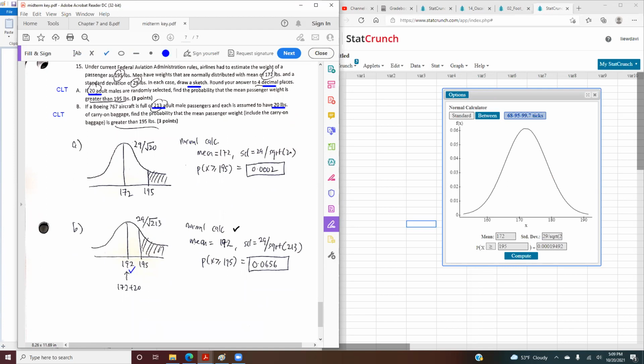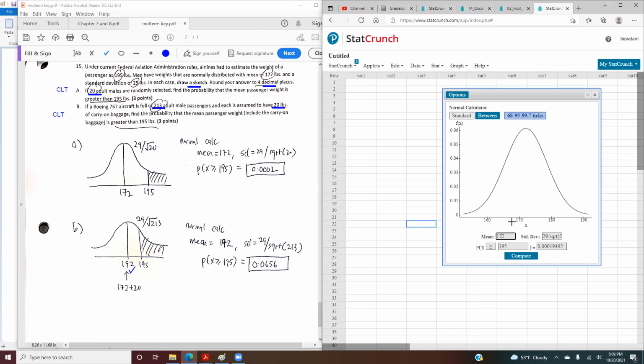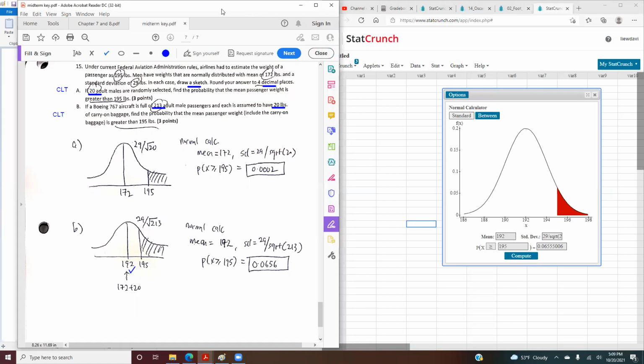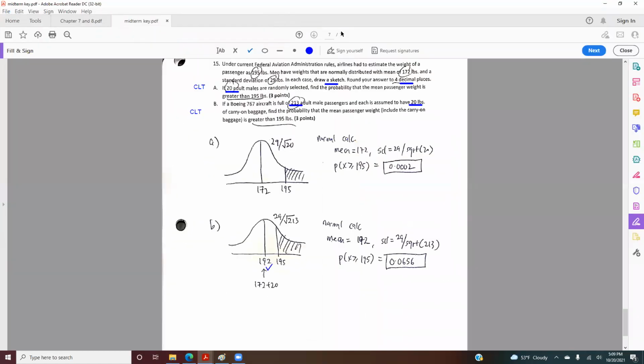So in this case, you also use your normal calculator, but your mean is going to be 192, and your standard error uses 213. And we are still looking for greater than 195 pounds. So your answer in this case is 0.0656. So this is how we calculate question number 15, which is the last question here. Anyone have any questions on this?